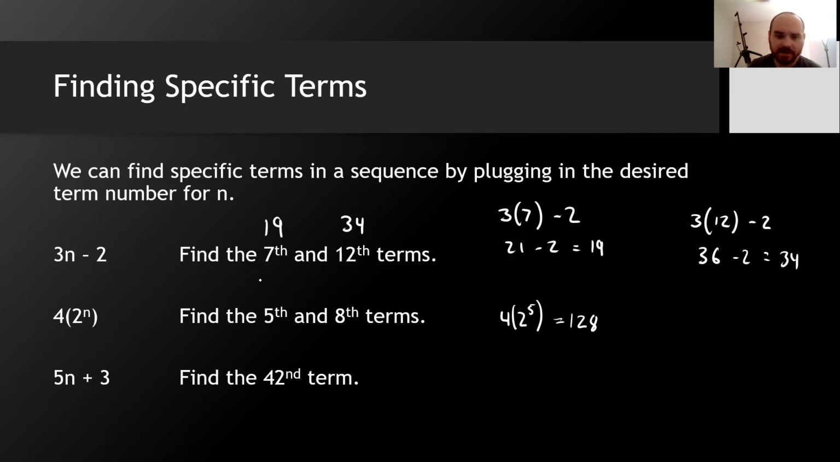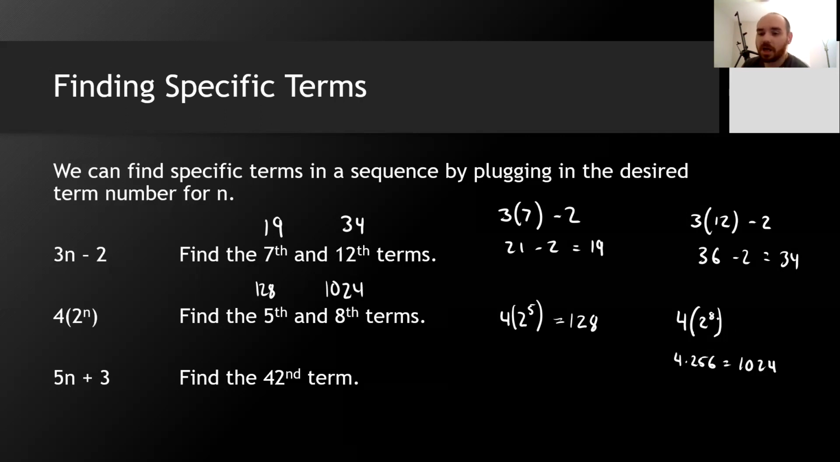And then for the 8th term, so this one's 128. For the 8th term, it's going to get big. We have 4 times 2 to the 8th. 4 times 2 to the 8th is, okay, let's see. 2, 4, 8, 16, 32, 64, 128, 256. So we have 4 times 256, which is equal to 1024. So this is 1024.